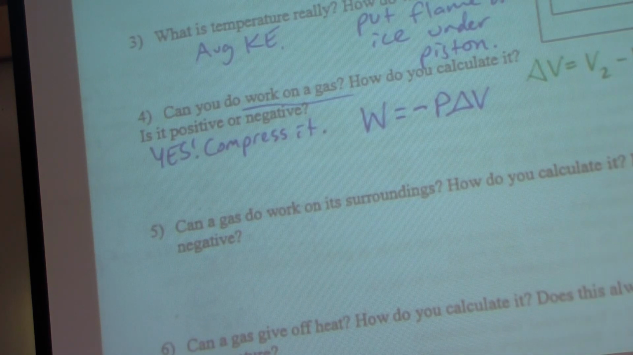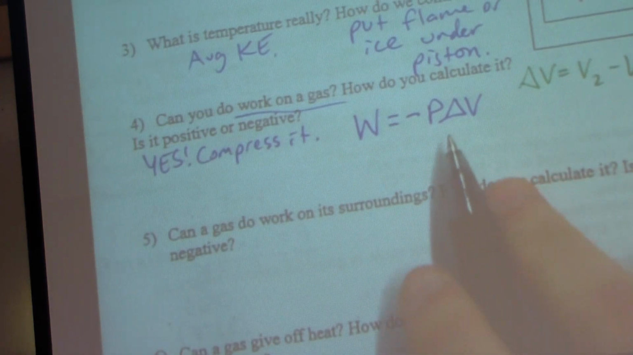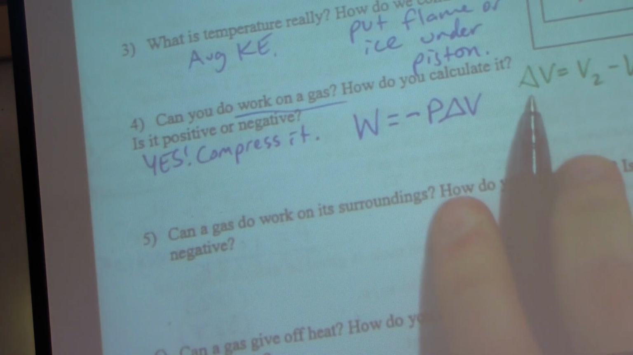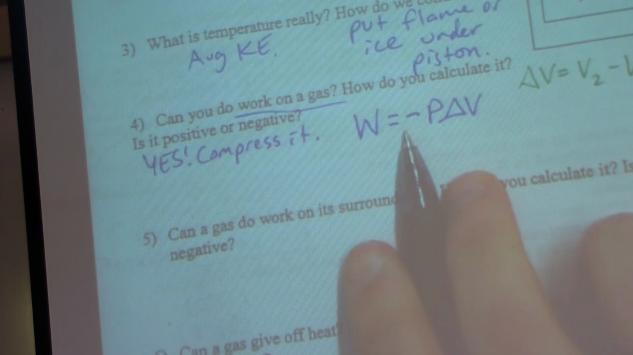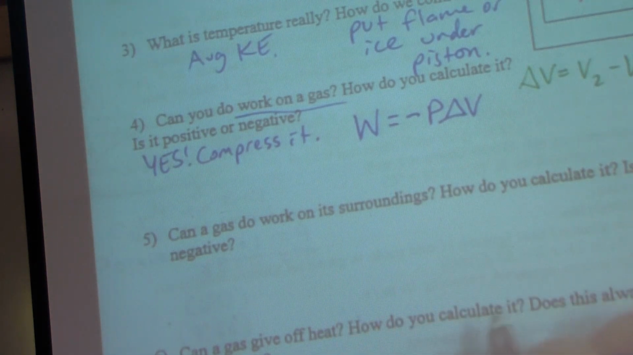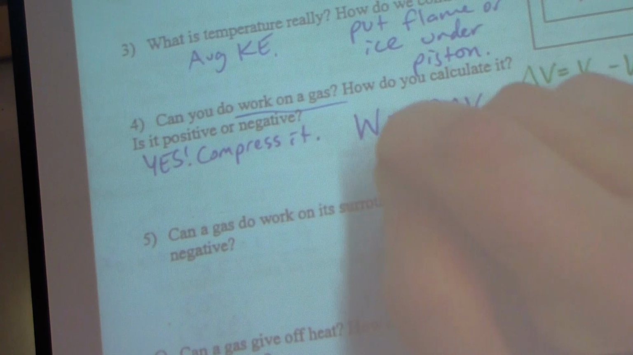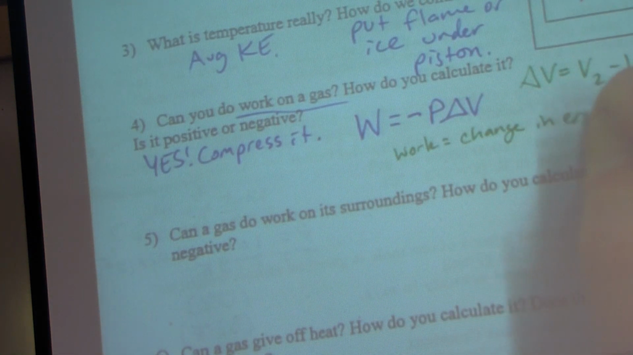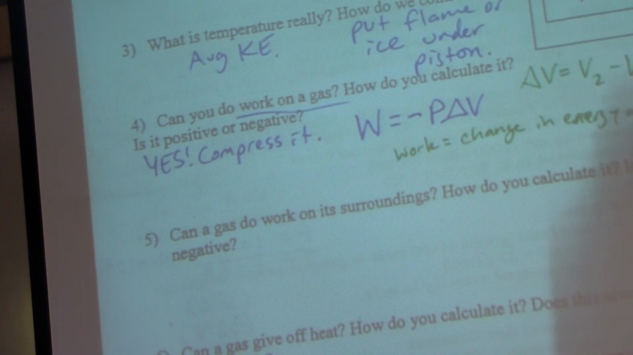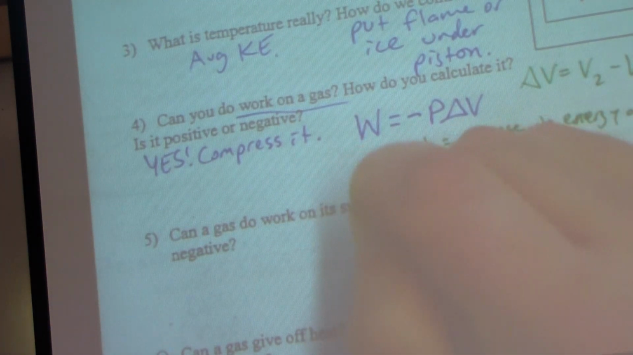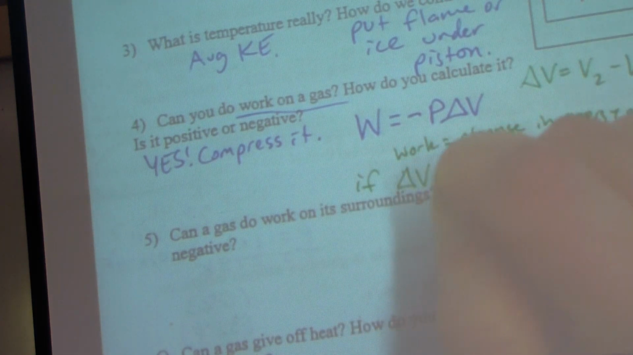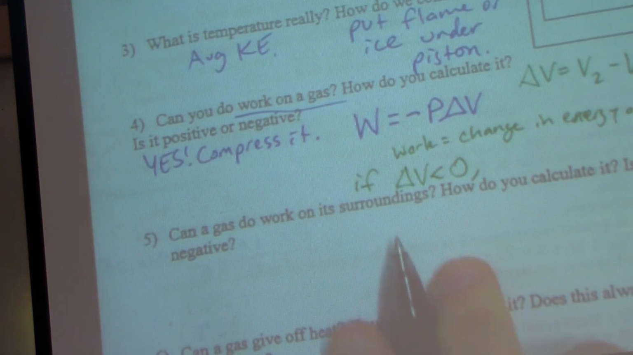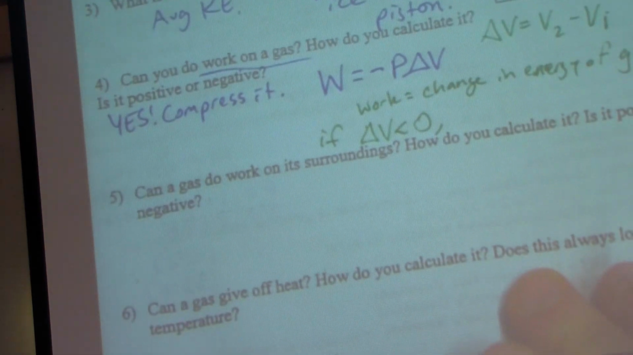Whoa. Why is there a negative sign in front of it? There's a negative sign in front of it because if the volume gets bigger, you take out energy from the system. Don't forget that work is equal to change in energy of gas. If delta V is less than 0, okay, think about what that means. Delta V is less than 0. Think about what it means.